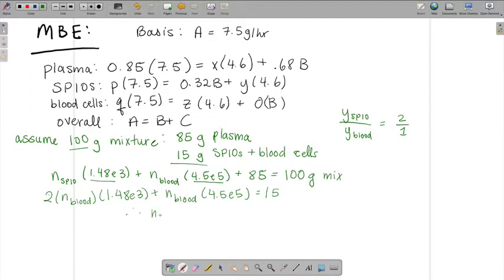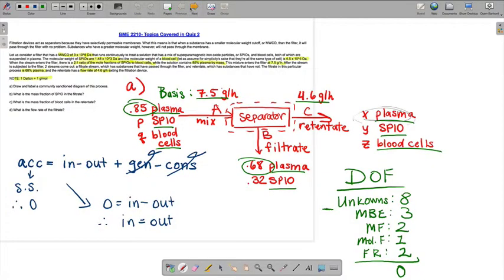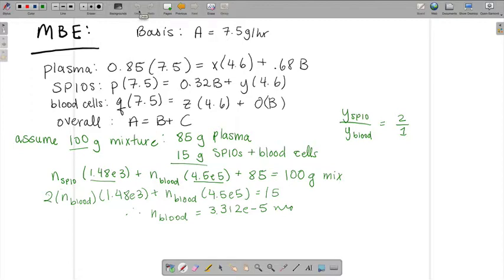Therefore, we know that our N of blood is equal to 3.312 E negative 5. So that's how many moles of blood we have. Okay, sorry. I tried to erase that, clicked on the wrong thing.